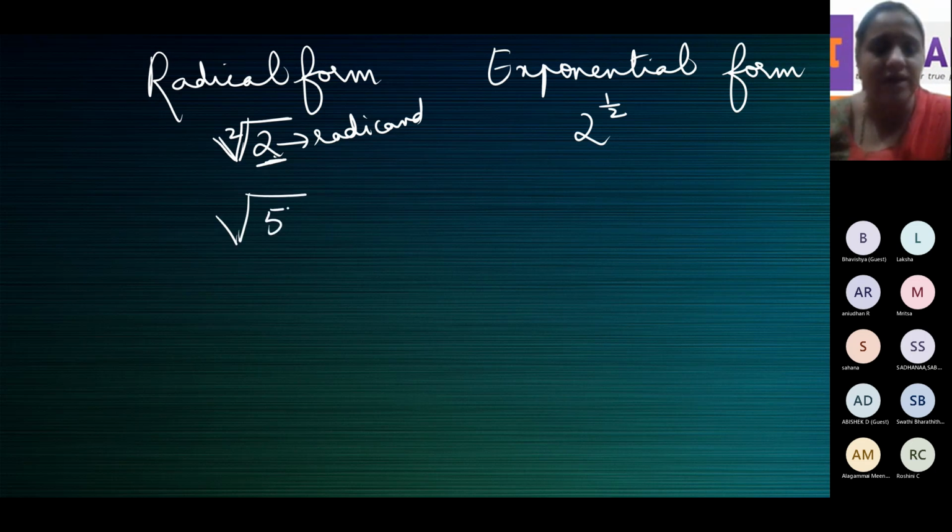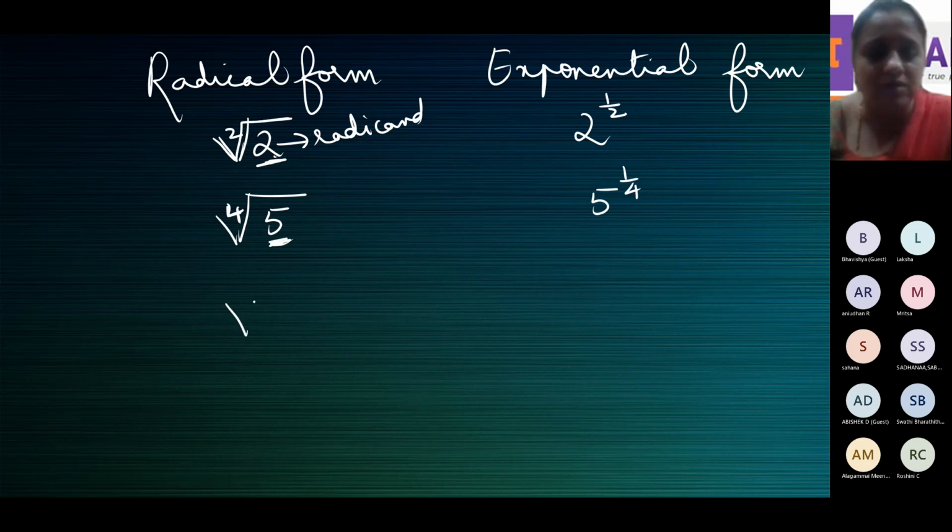Now see here. Supposing it is 5 and 4 here. This is the 4th root of 5. How do we read this? 4th root of 5. Now, how do you write it in the exponential form? Write this 5, the radicand, as it is, and this 4 will become its reciprocal, 1 by 4.